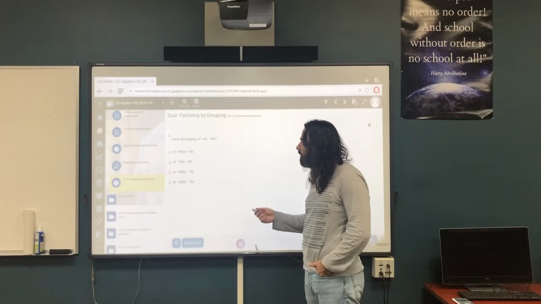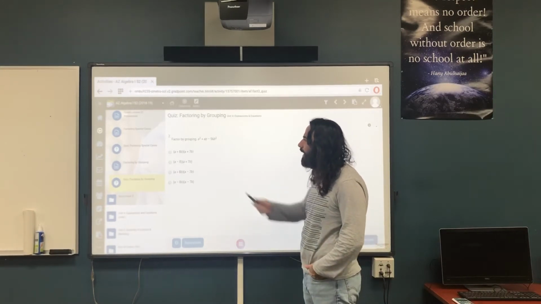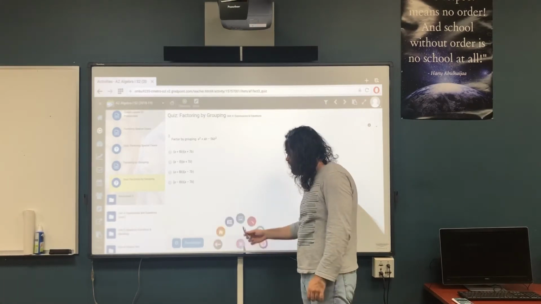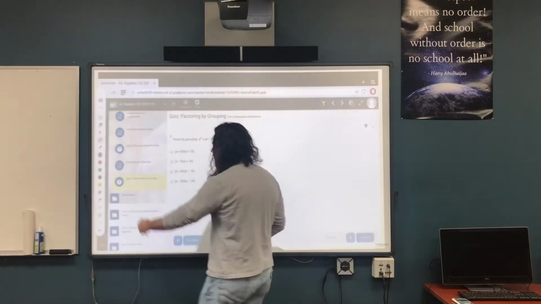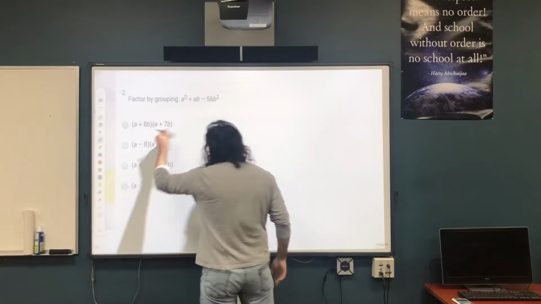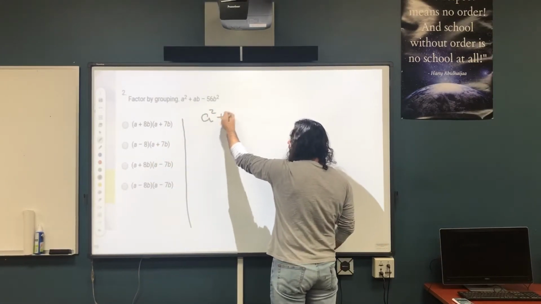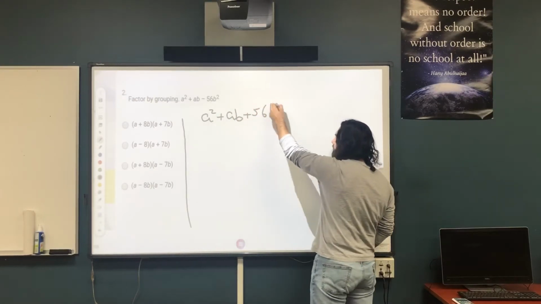This one, we did it also. We factored by grouping a squared plus ab minus 56b squared. Okay, we'll do it. We got nothing to lose. We did it in the factoring of trinomials, but we'll do it in case, just to make sure that you remember it. So we have a squared plus ab minus 56b squared.